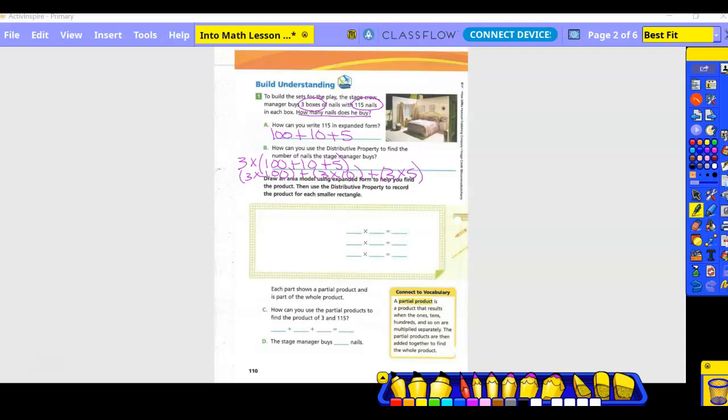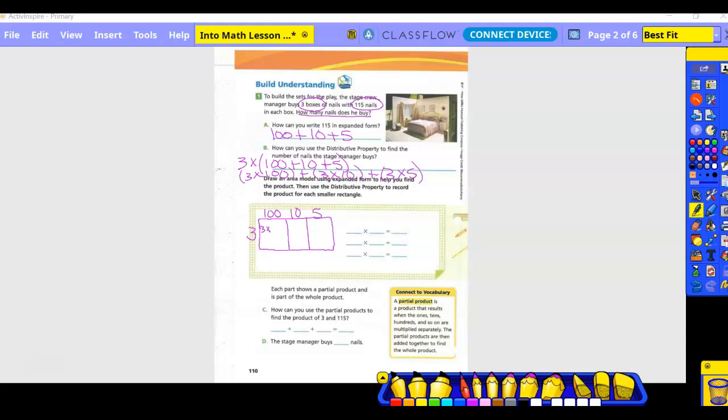So draw an area model using expanded form to help you find the product. Then use distributive property to record the product for each of the smaller rectangles. So we're going to have our rectangle. 3 will be over here on the side. And then we have to break it into pieces. So 100, 10, and 5.